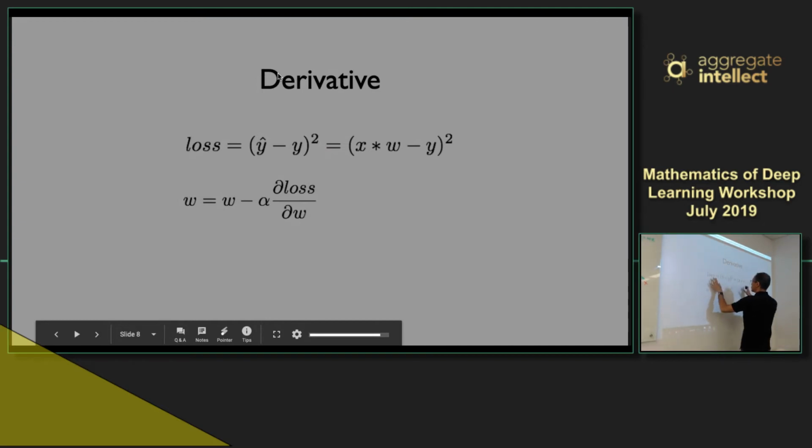So what do we do? The loss function, I will rewrite my y hat as w times x. And this is minus y. And I square it. So I take this loss. I take the derivative with respect to w. That's this part. And I pick a learning rate that we will talk about.